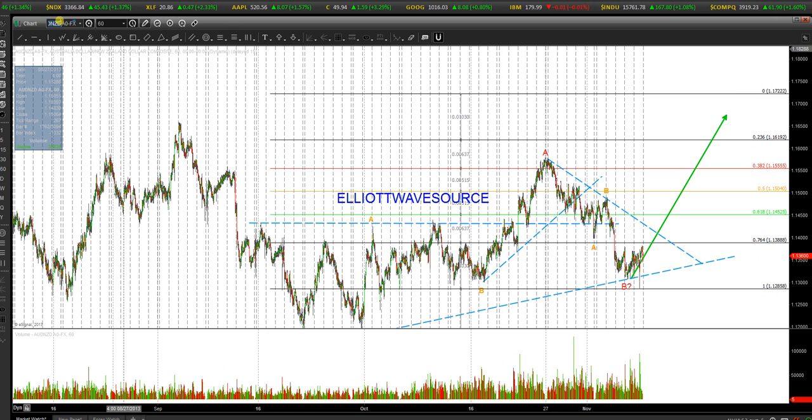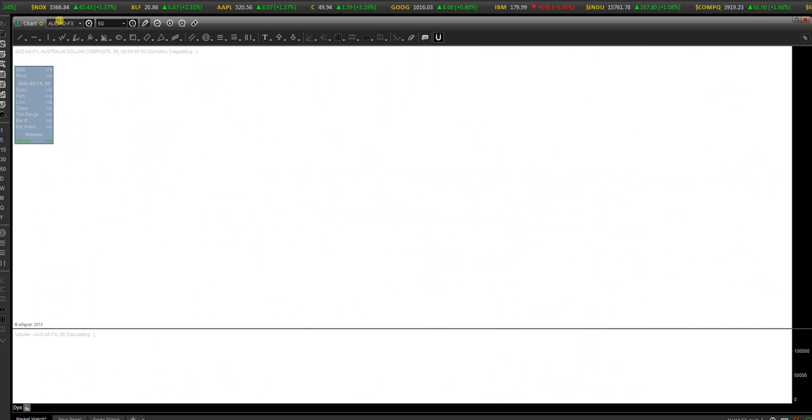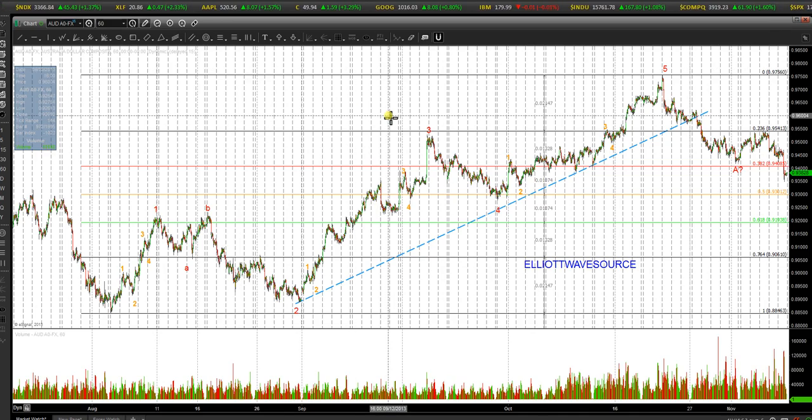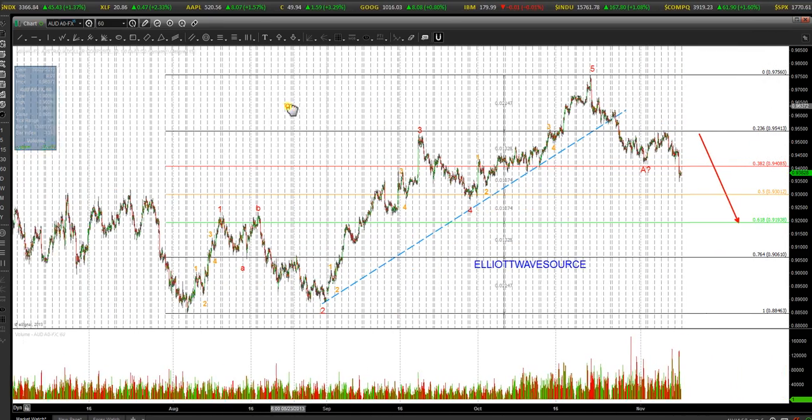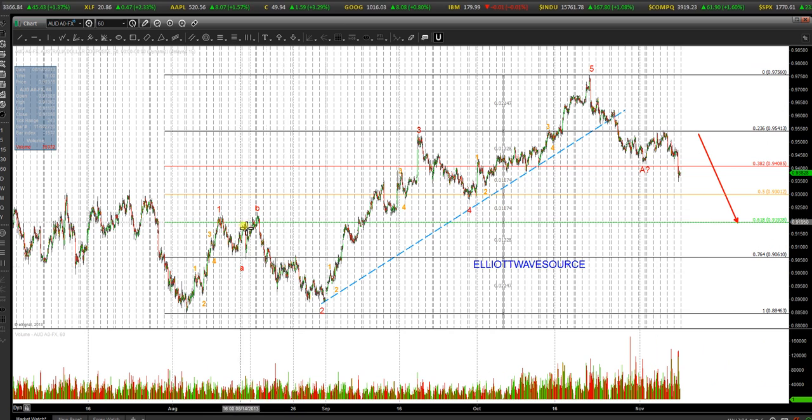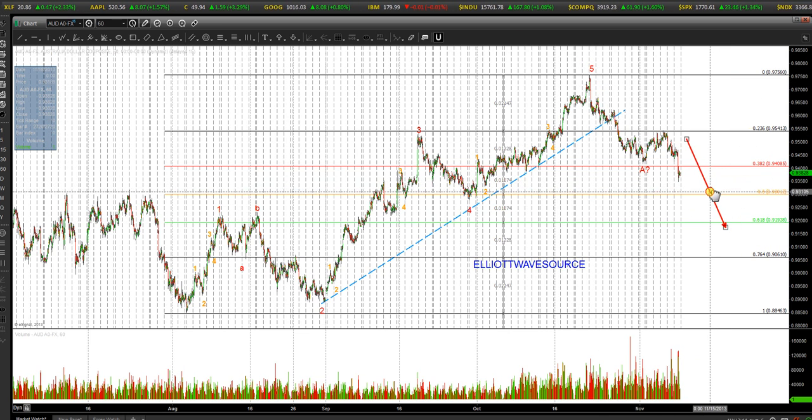So shift gears over to the Aussie dollar, another pair we touched on last week. Did a video on this one, and this pair we saw that we had that 1, 2, 3, 4, 5 count upwards rather, and then we're currently in that ABC format, that corrective phase.